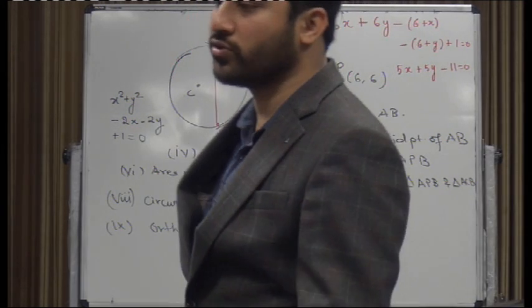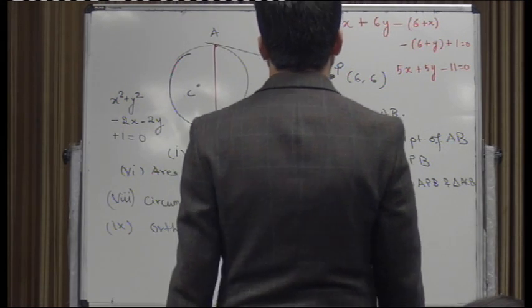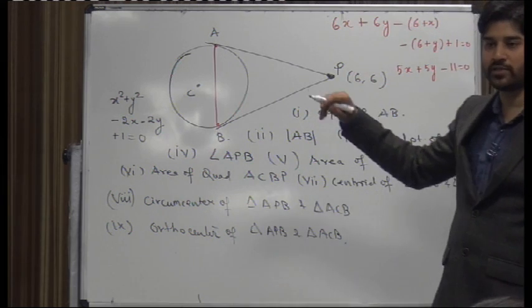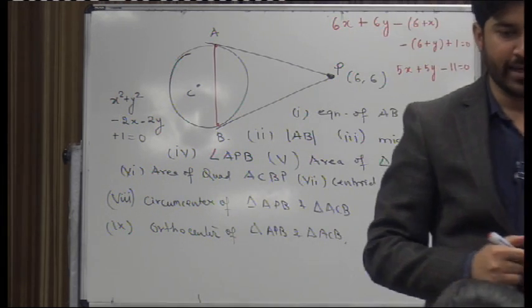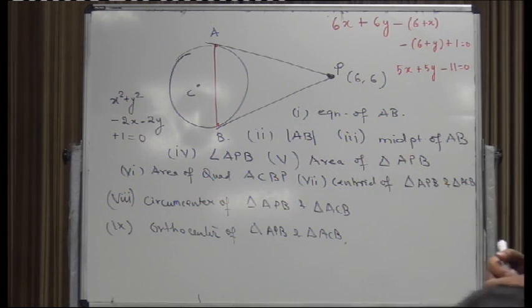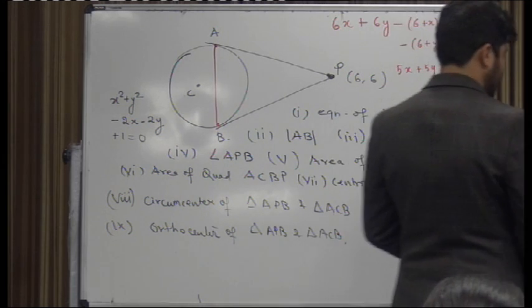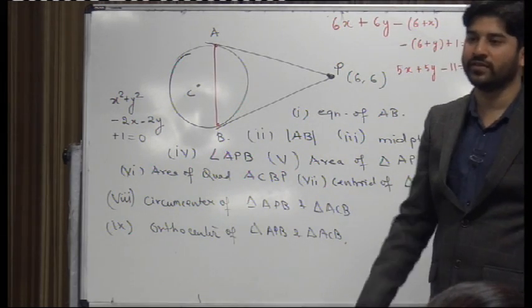T = 0 directly. You know that T = 0 is for the chord of contact, and x square is to be replaced by xx1, y square to be replaced by yy1, x to be replaced by (x plus x1) by 2 and y to be replaced by (y plus y1) by 2, and the constant remains as it is. So the first part is done: the equation of AB.